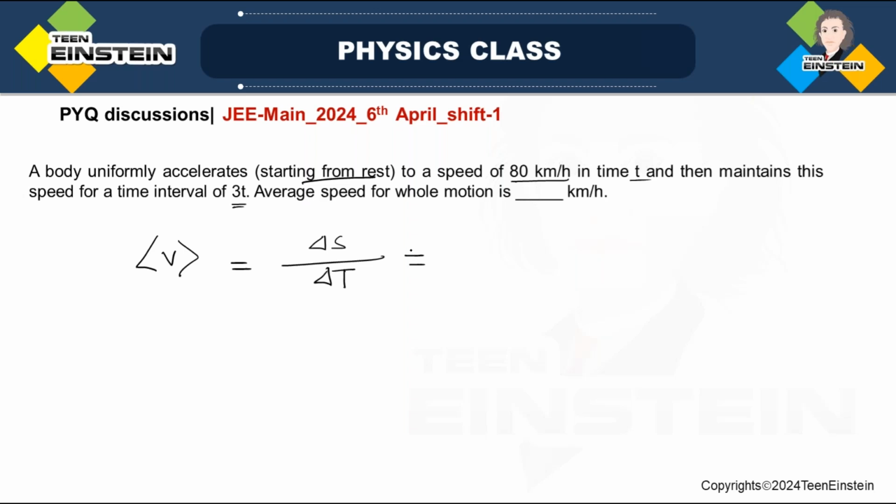So what is the total displacement? See, for 3t time it goes with speed 80 km per hour, so 80 into 3t will give you the displacement. And what about the uniform acceleration? It is getting speeded up to this. Let me get the average speed here.